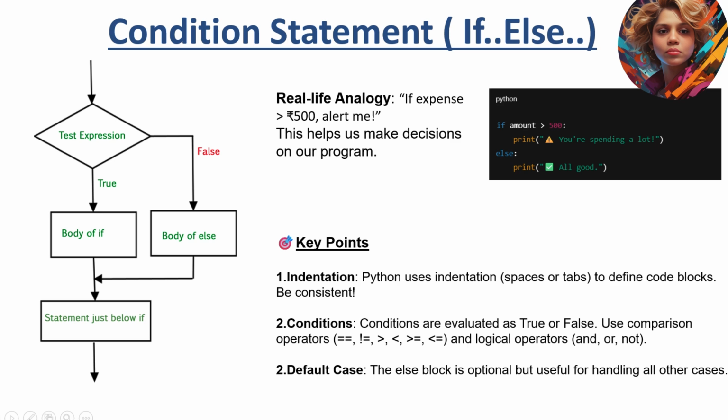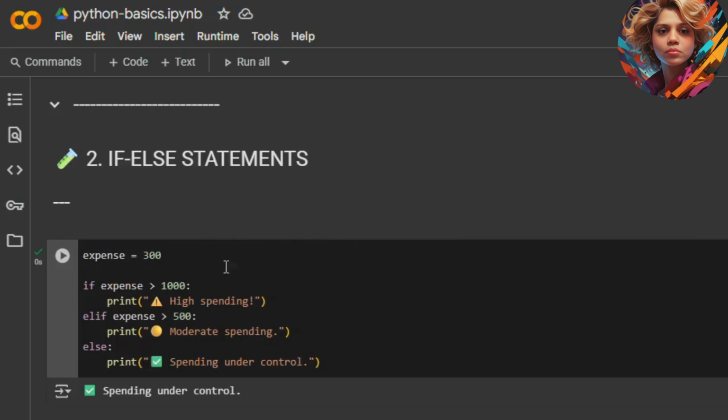Use comparison operators like mentioned here. If you want to arrive at some conditions, basically the output has to be true or false. The else block helps us cover all the other possibilities. That is, if the condition is false, what we have to do, we give in the else block. Here is the coding example of if-else statements.